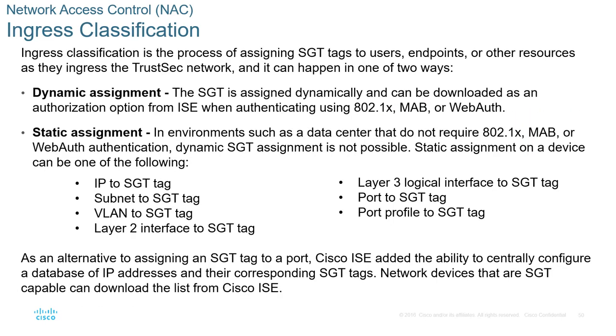So our ingress classification is the process of assigning a tag to a user, endpoint, or other resource as they ingress the network. This can happen one of two ways, either dynamic assignment or static assignment. With a static assignment, you can do things like subnets or VLANs, or any layer 2 or layer 3 connection can be tagged automatically.